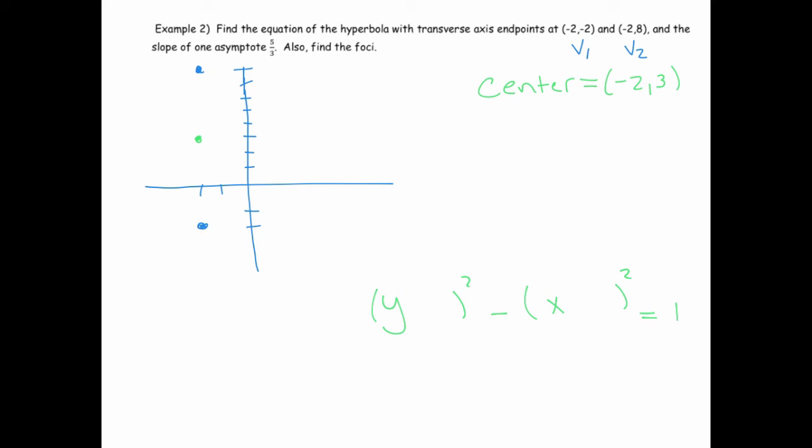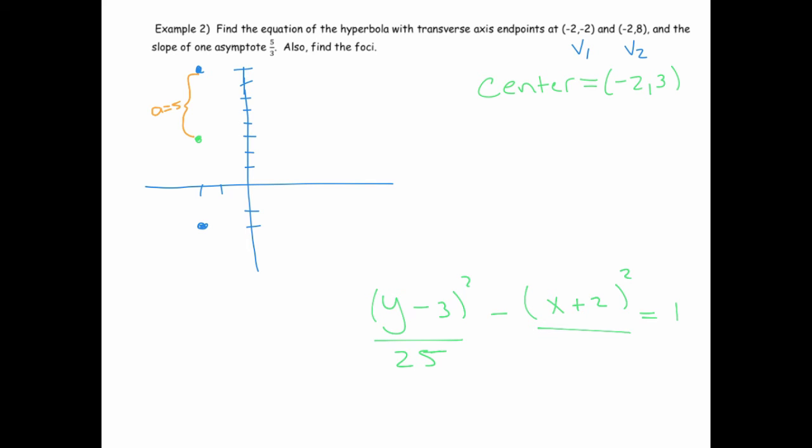So let's talk about that shift. The center is at -2, 3, so that's a shift of left 2 and up 3. So left 2 shift and up 3 would look like that. And my A term is just this distance here, which is 5. So that means that this is a 25. The A squared term will always be under the first squared term here in this expression.